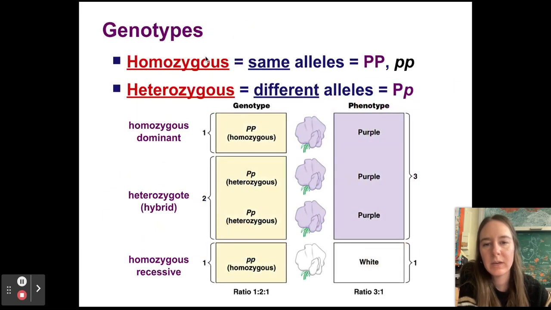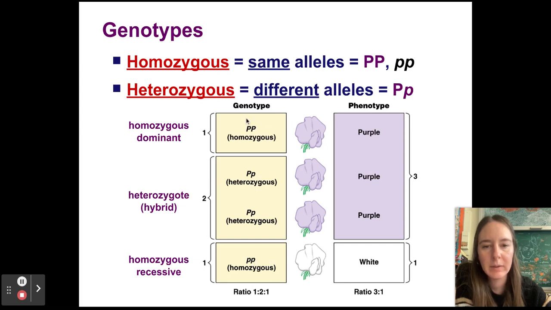Once again, homozygous means same alleles. Homo means same, and it could be either 2 dominant alleles or 2 recessive. Heterozygous means different alleles, capital and lowercase. So putting everything together, if you have a homozygous dominant genotype, 2 of the same alleles, your phenotype is going to be purple because that dominant allele is taking over. A heterozygote is going to be 1 dominant, 1 recessive, but the phenotype, the appearance, is still purple. And then the homozygous recessive would be 2 lowercase alleles.